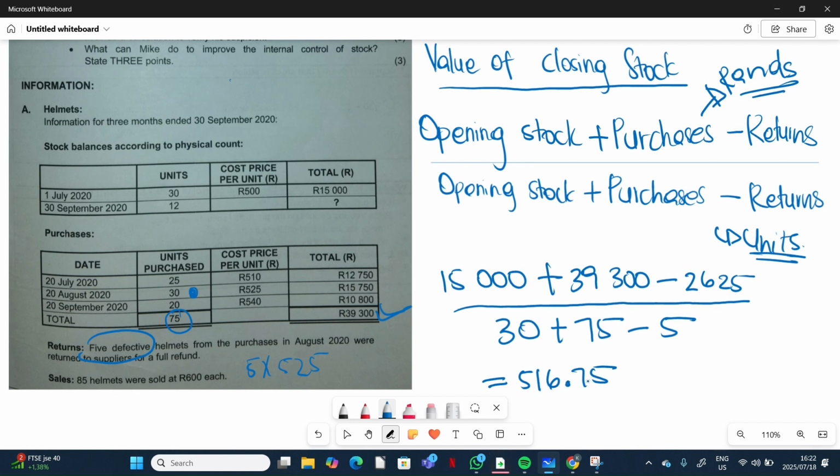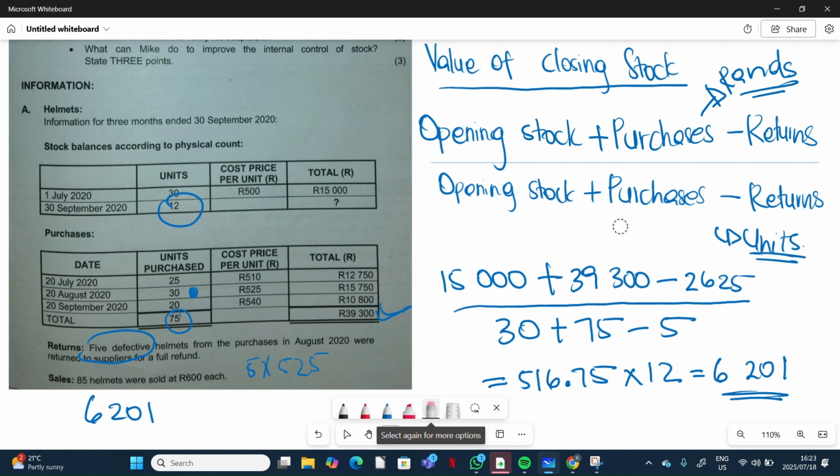I hope the calculation there was correct. Obviously now, since we have 516,75, they say that they want the value of the closing stock. So if each and every unit was sold for 516 rands 75, we need to multiply it by the number of units that are left, and the number of units that are left are 12. So for our closing stock we had 6,201. So the value of our closing stock is just 6,201.